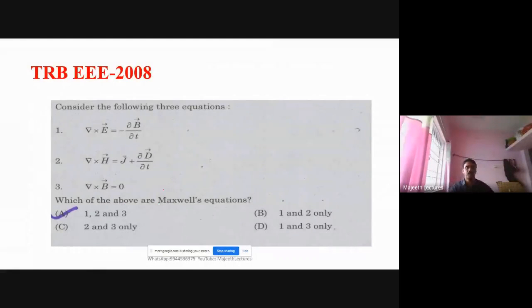Next, you see, which of the following are Maxwell's equations? Del cross E is equal to minus dou B by dou T. So this is Faraday's law that we know. Del cross H is equal to J plus dou D by dou T, Ampere's circuital law, right? 1 and 2. Del cross B is equal to 0, no, it is not at all the answer. Del dot B is equal to 0 is okay. So the answer is 1 and 2. So this is the correct answer. Don't think that the other is the right answer. This is the wrong answer.